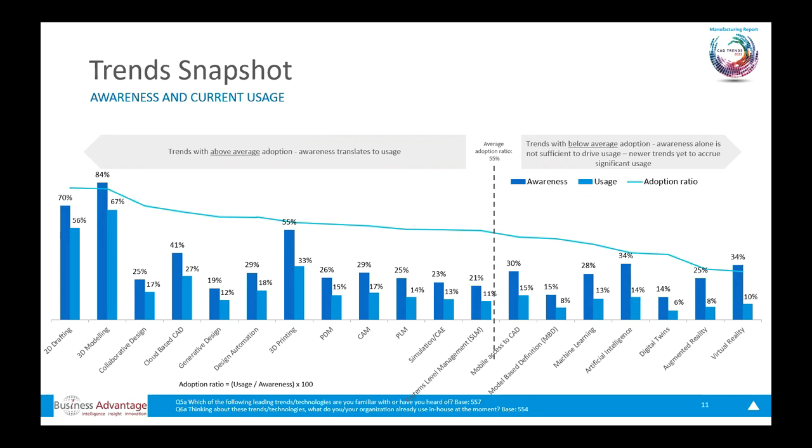The dotted line, slightly to the right of the center of the screen, shows the average adoption. Therefore, those trends on the left of this line typically show that awareness is leading to usage. And the opposite is true, of course, on those on the right-hand side. If we just take a quick example, if we look at the far right of the screen, we can see there that about a third of our sample was aware of virtual reality, but currently only 10% are using it in the workplace. Next slide, please.